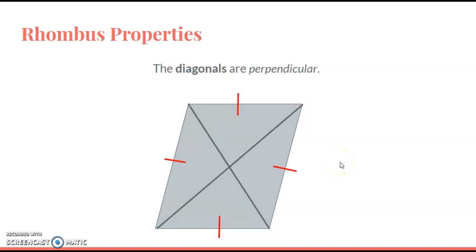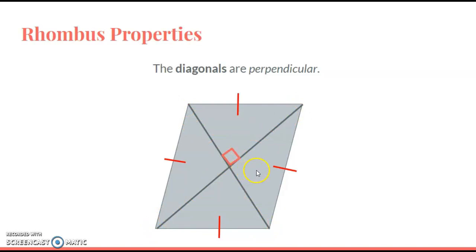Here, the diagonals are perpendicular. So the two lines here, the two line segments that make up the diagonals, are perpendicular with each other. When I say that they are perpendicular, that means they intersect at a right angle. And I've drawn this box in here to illustrate the fact that this one diagonal is perpendicular to the other diagonal.